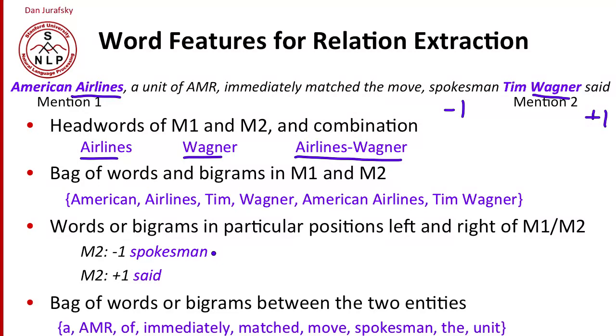And we can have the words that are in between the two mentions. So for example, this between region, so a unit of AMR immediately matched the move spokesman between American Airlines and Tim Wagner. We can throw in a bag of those words. So AMR, of, immediately, and all this sort of thing. Or, in fact, if we have enough compute power, we can throw in bags of bigrams as well. So all pairs of words between the two entities.